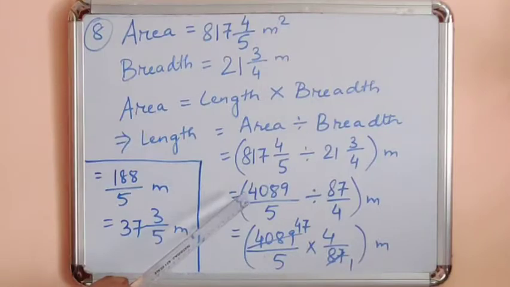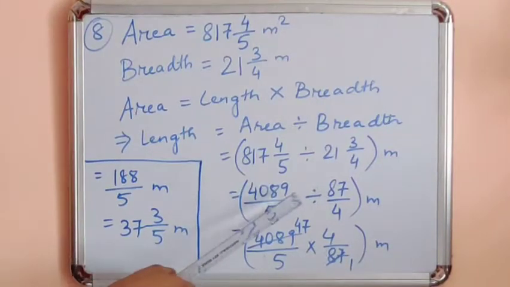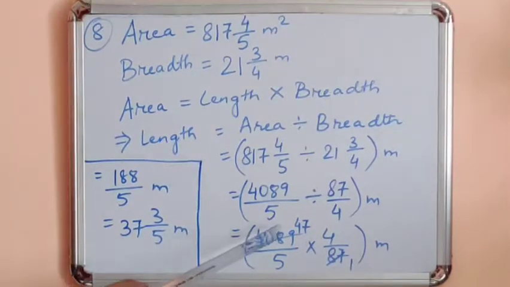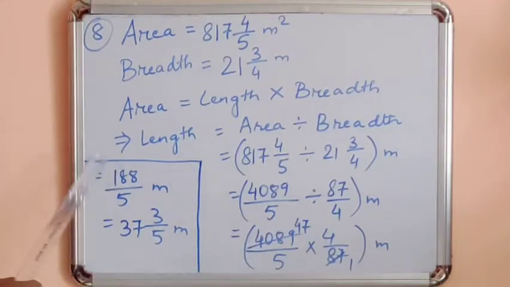So if you solve this, you will get 4089 by 5 divided by 87 by 4 meter. Now this will be equal to 4089 by 5 into 4 by 87. So if you see this, 4089 and 87 are both divisible by 87. So 87 1s are 87 and 87 47s are 4089. Now 47 into 4 is 188 and 5 into 1 is 5. So this is equal to 188 by 5 meter, which is equal to 37 3 by 5 meter. So the length here is 37 3 by 5 meter.